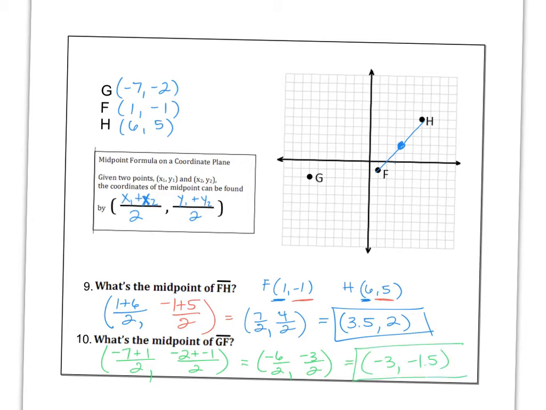I'm going to check my graph and see if this looks like it makes sense. So midpoint is left 3 down 1.5. Does that look like the middle between G and F? I actually think it does look like the middle between these two green dots. So looks good to me.